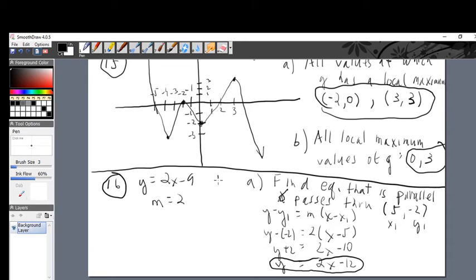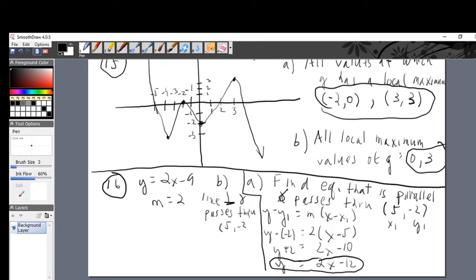Okay, B. B is the same exact thing, but here's the instruction. We want a line that's perpendicular. B is going to be a line that's perpendicular to our line, and passes through a different point, well, also the same point actually, 5 comma negative 2.